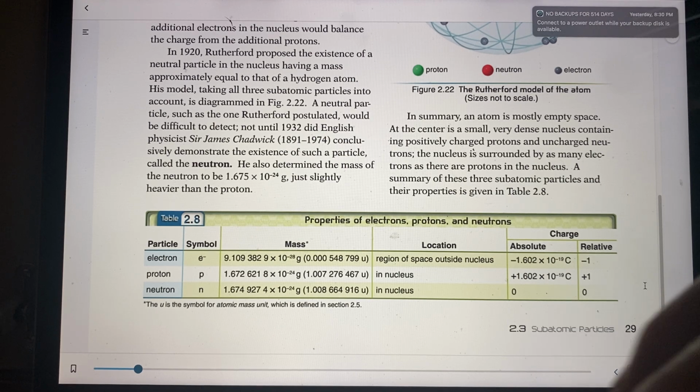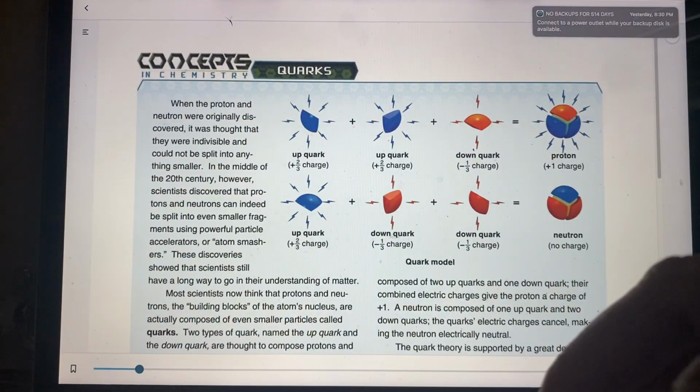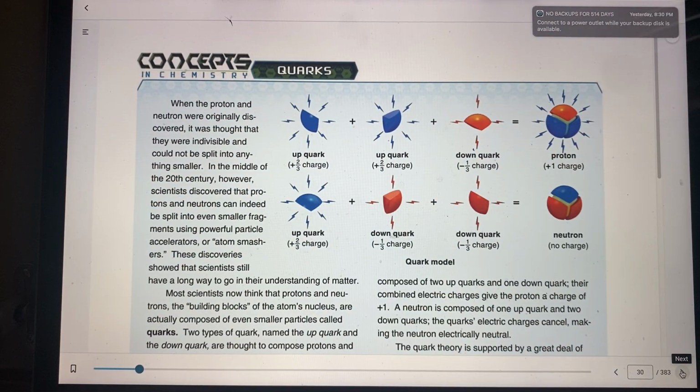But guess what? Let's go on just one more page here, and we're going to find that we now have quarks. When I was in chemistry, we never studied quarks because we never knew about this. This is pretty new. It was always thought that protons and neutrons were indivisible, but now they can be split into even smaller things. They discovered that protons and neutrons can be split into fragments using powerful particle accelerators, which they call atom smashers.